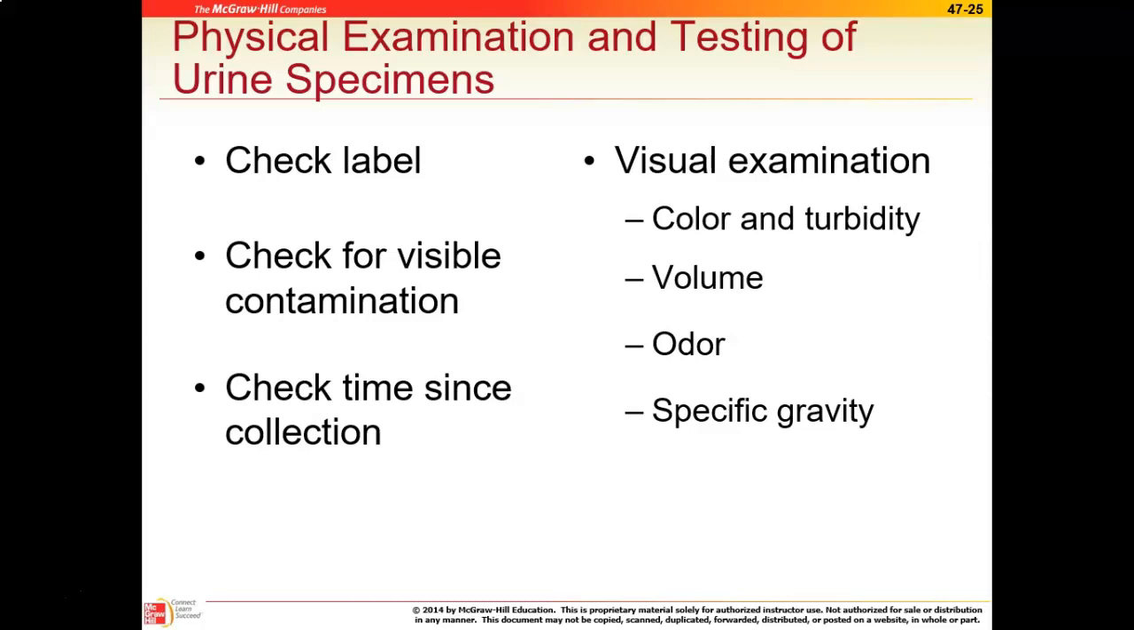The first thing we're going to do is a physical or a visual examination of the urine. We're going to look at color and turbidity. We can look at the volume, which is the amount. Odor is something we don't necessarily report, but it can be something that we notice. And then we'll also talk about something called specific gravity, which is actually the amount of concentration of solutes within the urine.